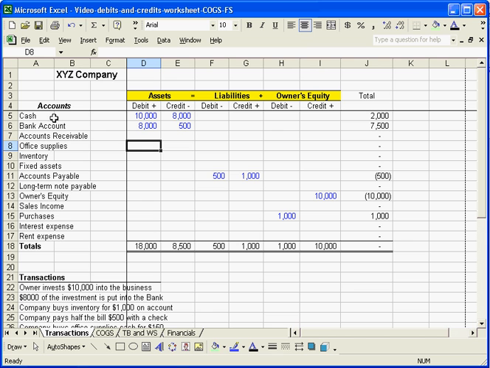These are your assets: cash, bank, accounts receivable, office supplies, inventory, fixed assets. That's your asset category.